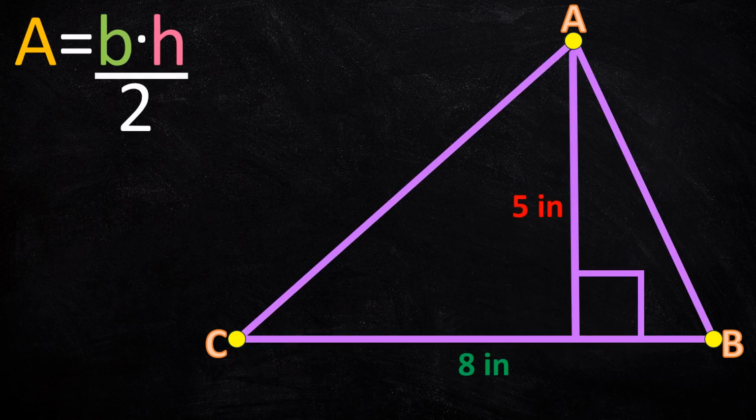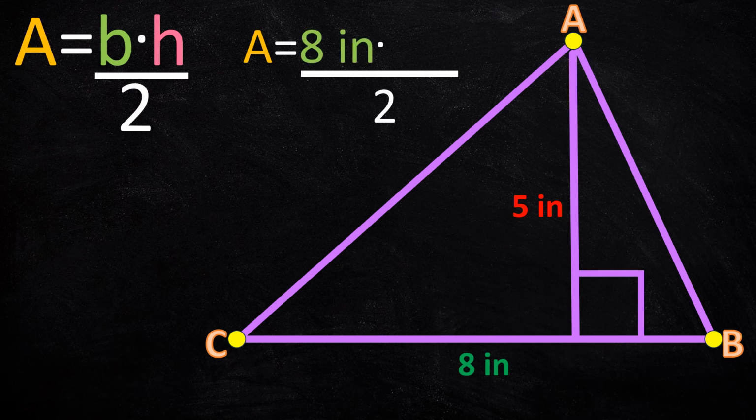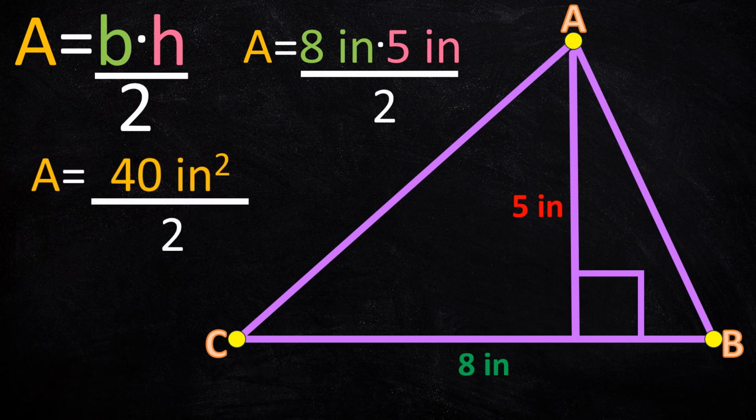Now let's do some examples. This triangle has a base of 8 inches and a height of 5 inches. Let us start putting the values into our formula. The base of the triangle is 8 inches, so we write 8 inches instead of B. And the height of the triangle is 5 inches, so we write 5 inches instead of H. 8 inches multiplied by 5 inches is 40 square inches. 40 square inches divided by 2 is 20 square inches, so the area of the triangle is 20 square inches.